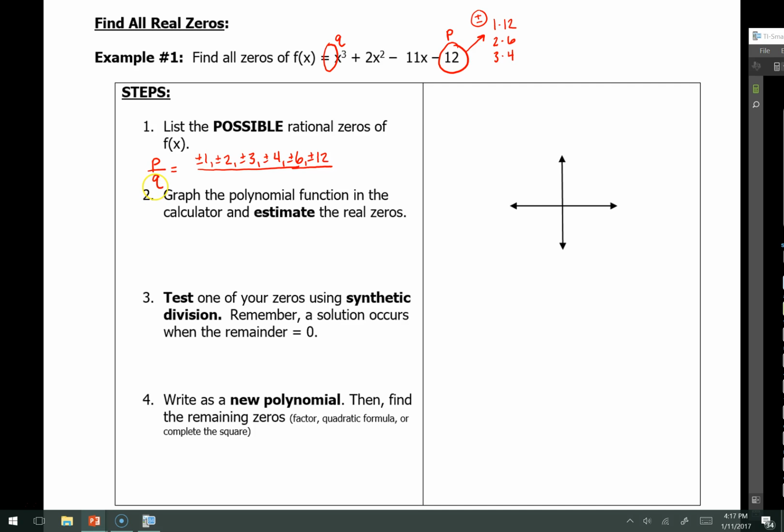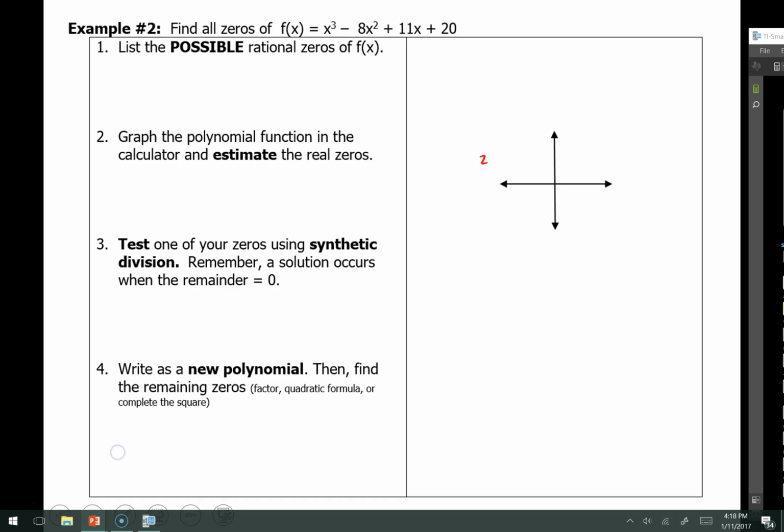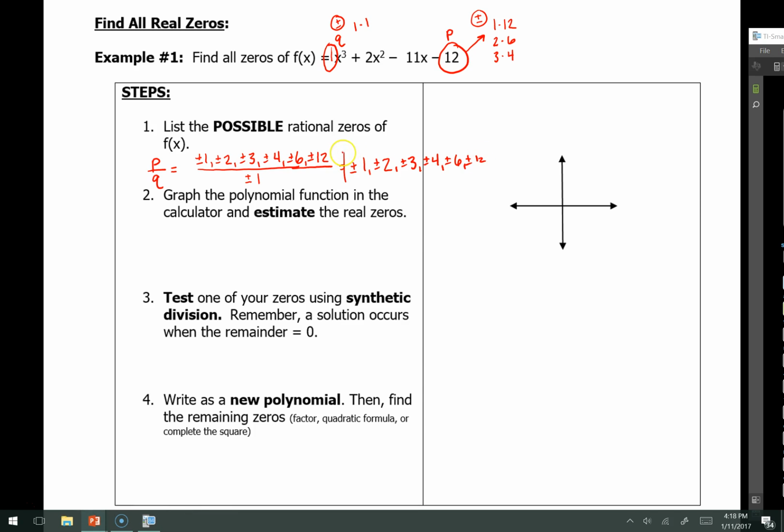And now we need to do the denominator. Well, the leading coefficient here is 1, and the only two factors of 1 are 1 times 1, plus and minus again. So that means our denominator is going to be plus or minus 1. So if I divide a numerator by positive 1, it's just going to give me the numerator. If I divide it by negative 1, it's going to just change the sign of the numerator. And since I already have plus minuses up here, to write this in a simpler form, since I'm just dividing by 1, I have plus or minus 1, 2, 3, 4, 6, and 12. Okay, so those are all of my possible x-intercepts.